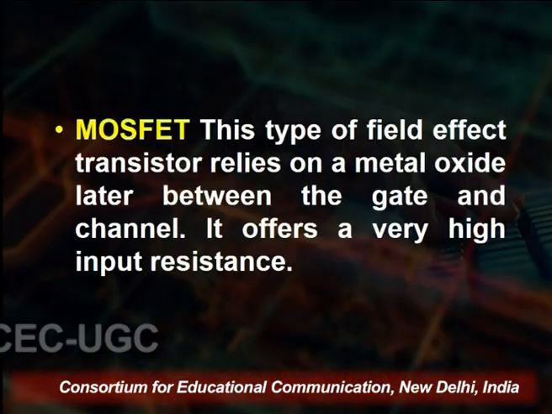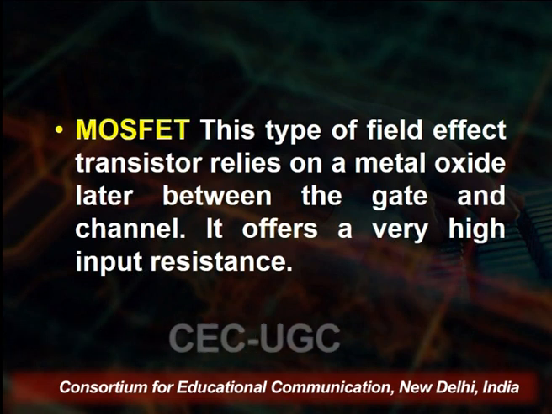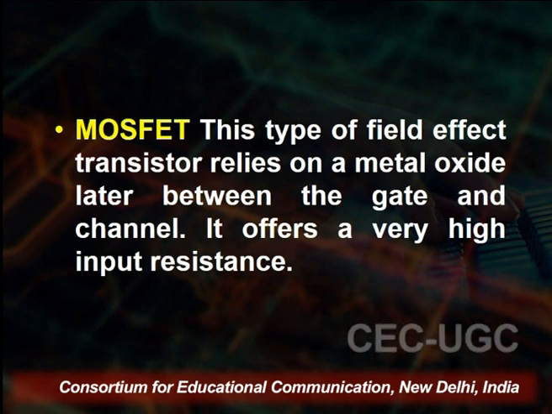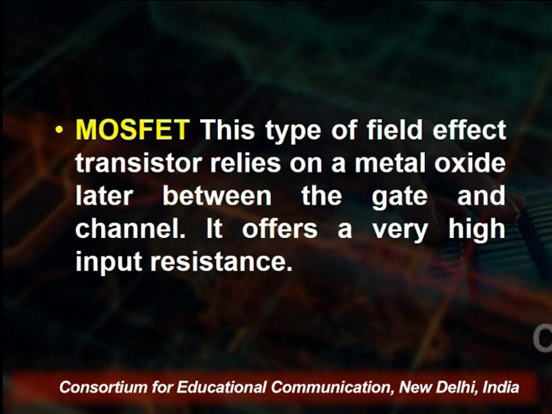The next type of FET is the MOSFET. This type of field effect transistor relies on a metal oxide layer between the gate and the channel. So it offers a high input resistance. Next is the dual gate MOSFET. As the name implies, this MOSFET has two gates. In FET circuit design, this gives additional operation.